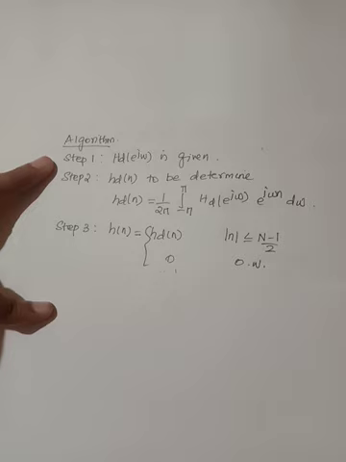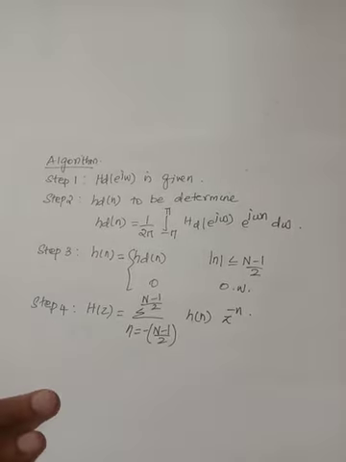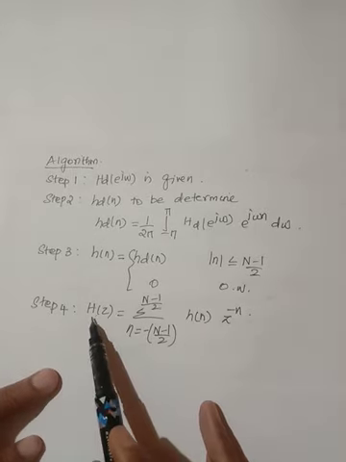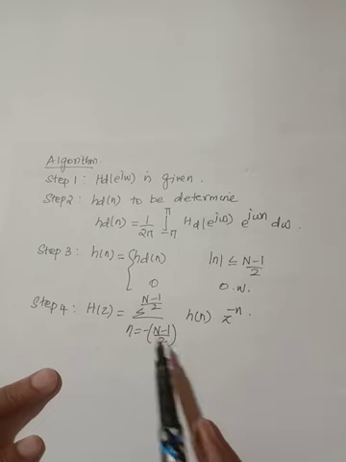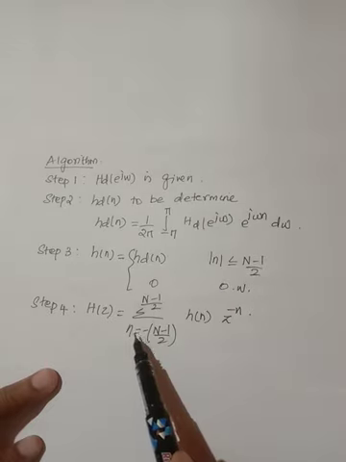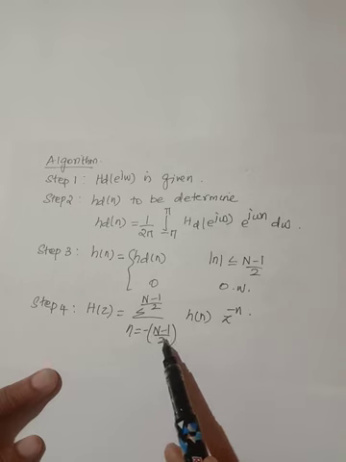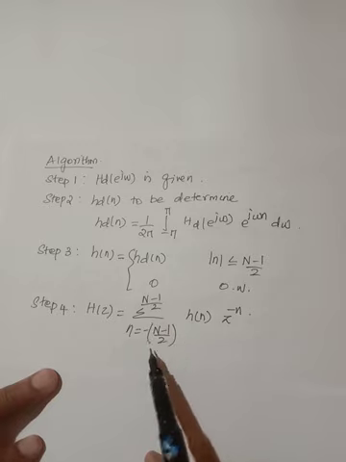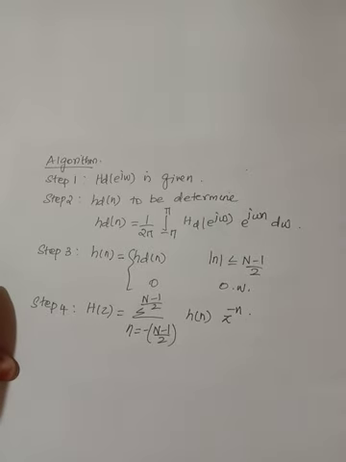The next step is to find h of z. To obtain h of z, we use the z transform formula, x of z equals summation of x of n z power minus n. The same thing I have applied here, and since this is mod n, both the negative and positive sides are included, so I have written summation of h of n z power minus n, with n from minus of n minus 1 by 2 to n minus 1 by 2. This is the procedure you need to follow to obtain this h of z.